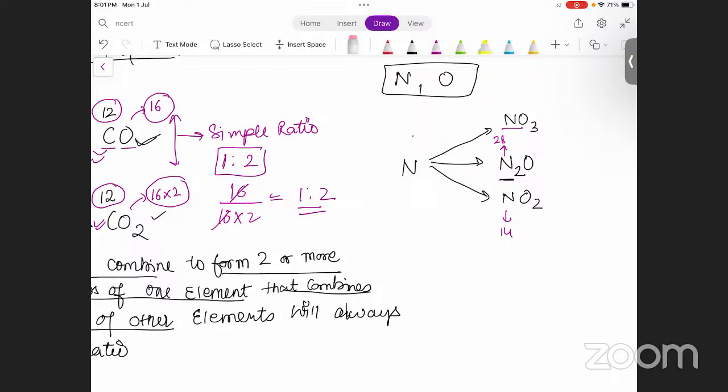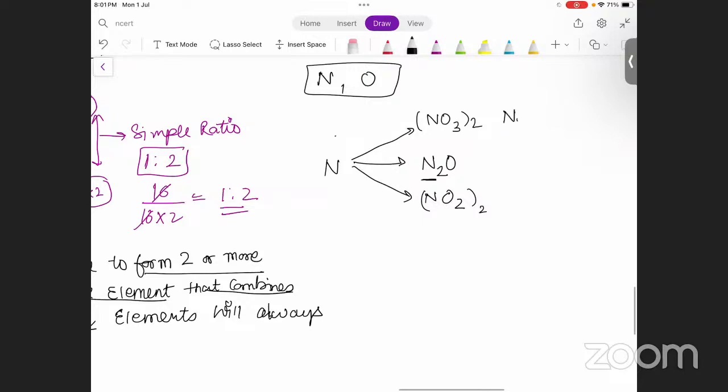So we will make the mass same by multiplying these two with 2, right? That's what we will do. So now here we will have N2O6. Here we simply have N2O, and this becomes N2O4. Now quickly tell me, if I take the ratio of masses of oxygen in NO3, N2O and NO2, are they in simple ratio?